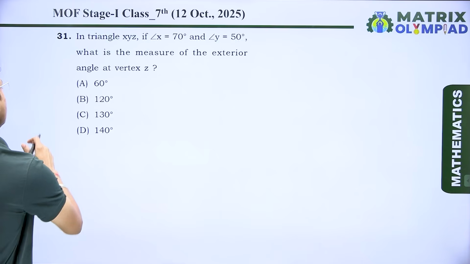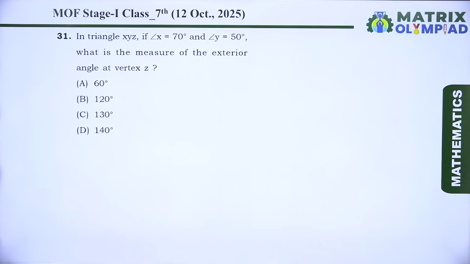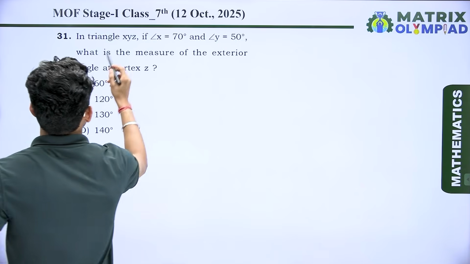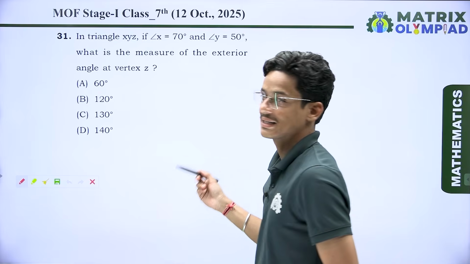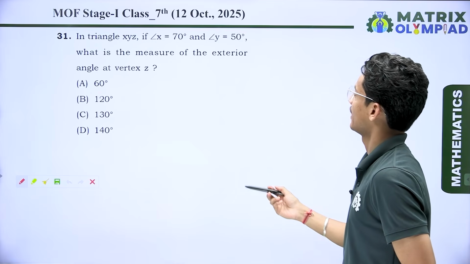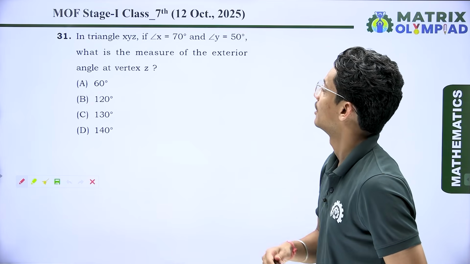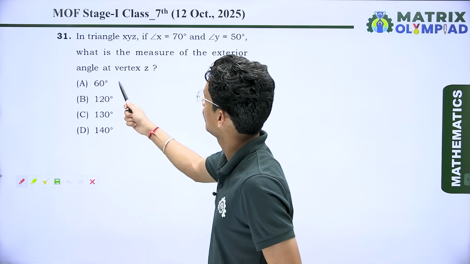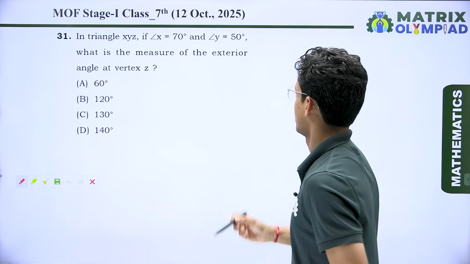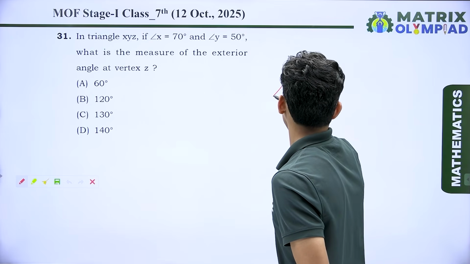So let's start. Here we have question number 31: in triangle XYZ, if angle X is equal to 70 degrees and angle Y is equal to 50 degrees, then what is the measure of the exterior angle at vertex Z? So we draw a triangle.